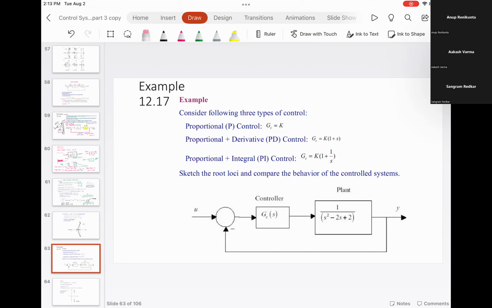So in this particular problem, we have this system, and this plant is given as s squared minus 2s plus 2. Now my first question to you is, is this system stable or unstable? Can someone tell me whether this system, s squared minus 2s plus 2, is stable or unstable?